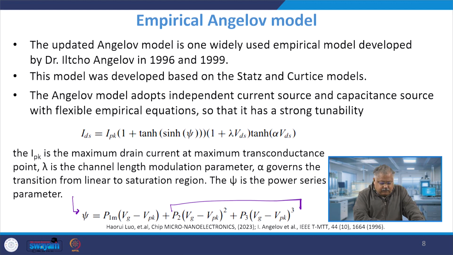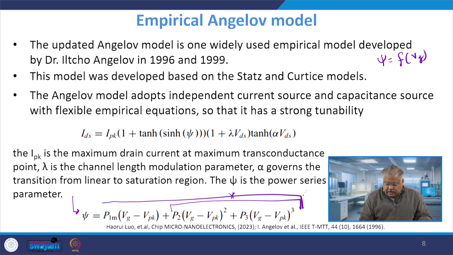Now this psi value, if you neglect these two expressions here, happens to be a linear function of the applied voltage, VGS minus VPK. But if you take the second and third terms, then you have a parabolic and a cubic relationship between psi and VPK. That takes care of the nonlinear part of the current flow which is happening here. If you feed this value of psi in at this particular point, you start getting the value of IDS for various values of VG, and from here we can extract the threshold voltage of the device itself.